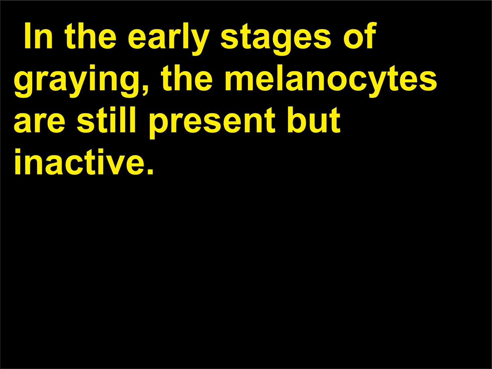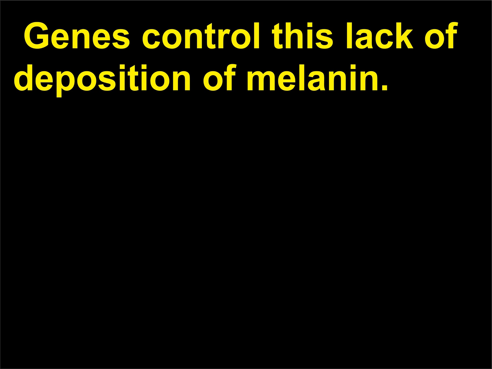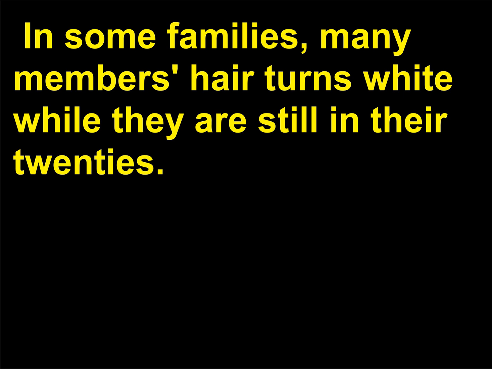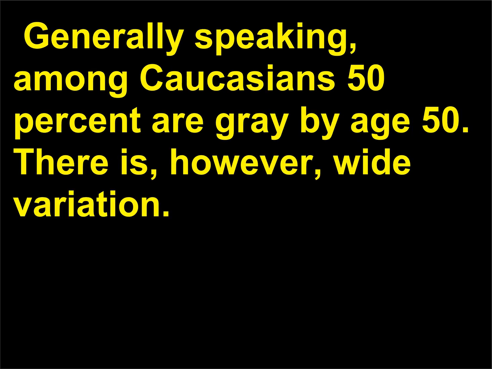It remains unclear as to how hair loses its pigment. In the early stages of graying, the melanocytes are still present but inactive. Later they seem to decrease in number. Genes control this lack of deposition of melanin. In some families, many members' hair turns white while they are still in their 20s. Generally speaking, among Caucasians 50% are gray by age 50. There is, however, wide variation.